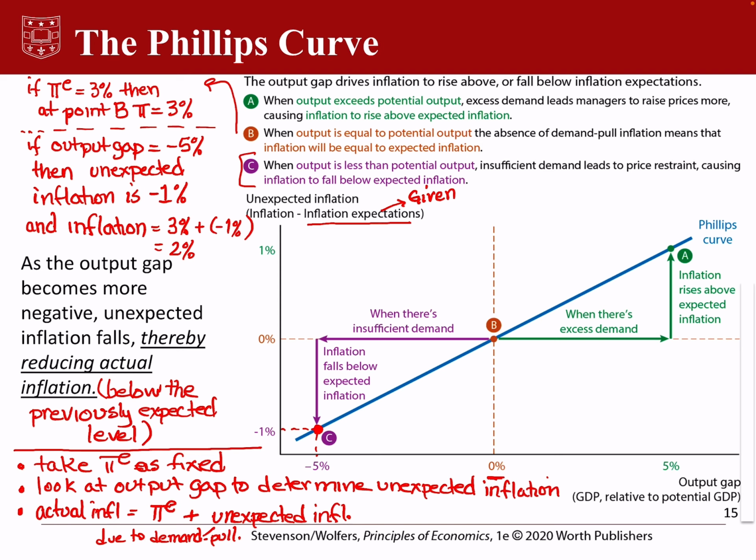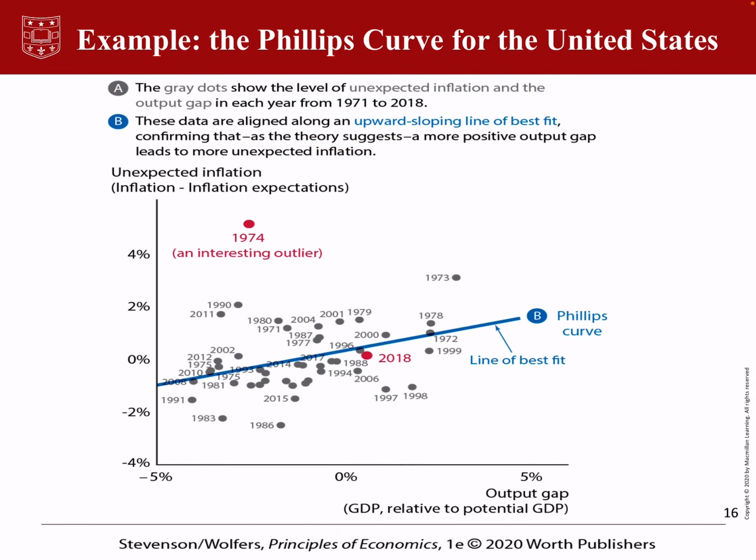So with that, what I would like to do is show you empirically that this relationship between unexpected inflation and the output gap holds for the United States and for most other developed economies. What is interesting from an empirical point of view is what the slope of this line of best fit is. You can look in the textbook to see the description of how this line is determined. It's beyond the scope of our class.